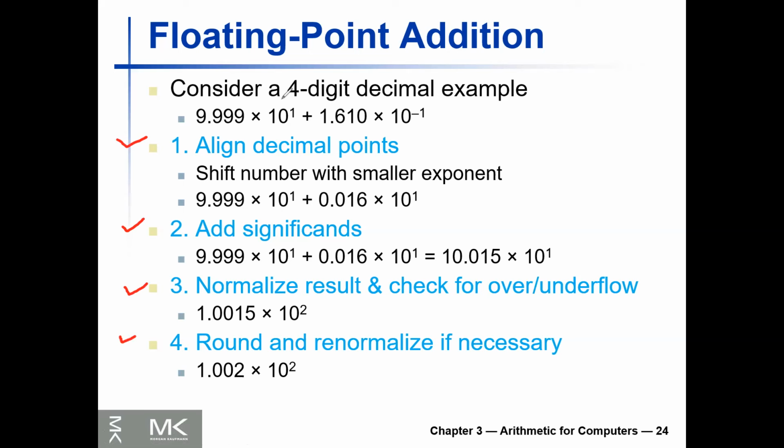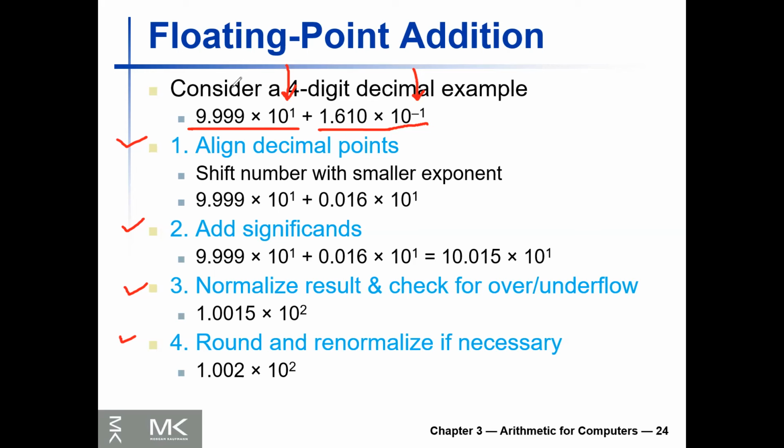Consider a 4-digit decimal example. We have this decimal example. This is one number. This is another number. We want to perform addition here. I think you have already done these things in electronics. So in order to perform that, guys, we have to align the decimal points in a way that the exponent parts become common, the same. For that, we'll choose the smallest exponent.